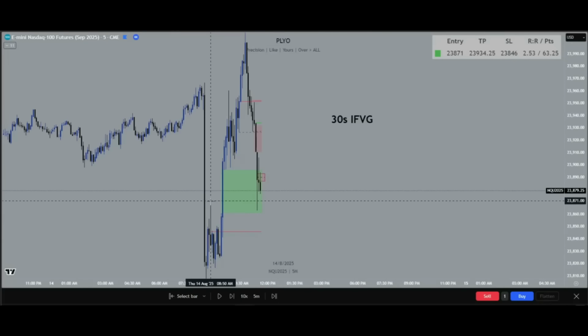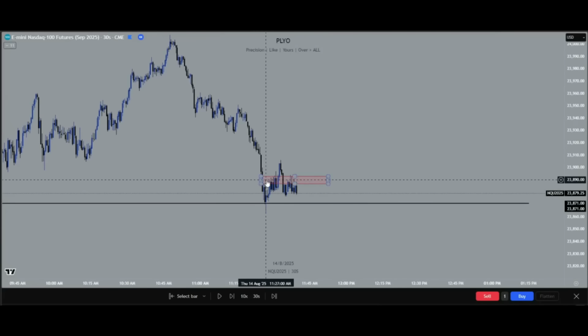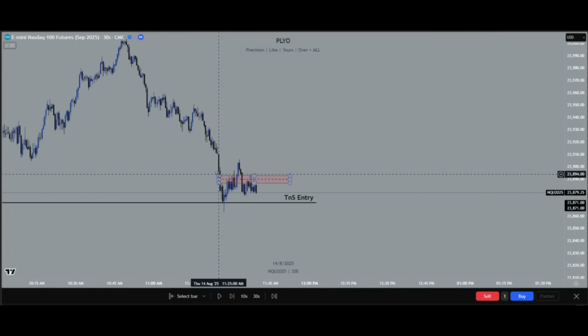The first thing that you need to do is mark out the TnS entry. So first you have to mark out the entry, then go to the 30-second. Why you have to mark out the entry first is because you have to be aware of where the entry actually is to then look for your inverse, because you don't want to take the inverse before it even gets tagged in. So I'm just going to mark this out as TnS entry, and then we're going to take the first inverse that we see here.